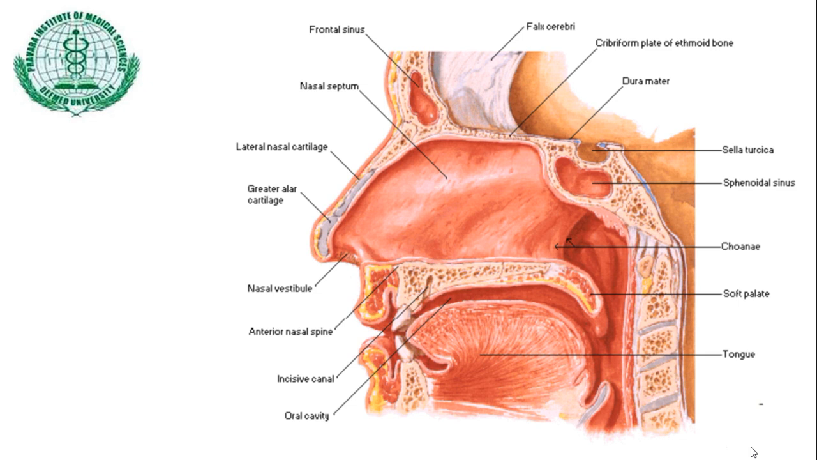When the interior of the nose is seen, it is divided by the midline nasal septum into the right and the left nasal cavities. Now each cavity communicates with the exterior through the nostril, and with the nasopharynx through a posterior nasal aperture. It is also known as choana.